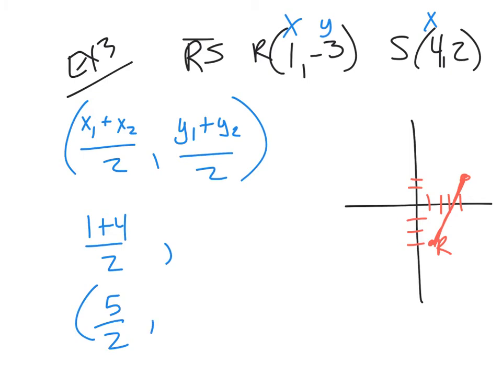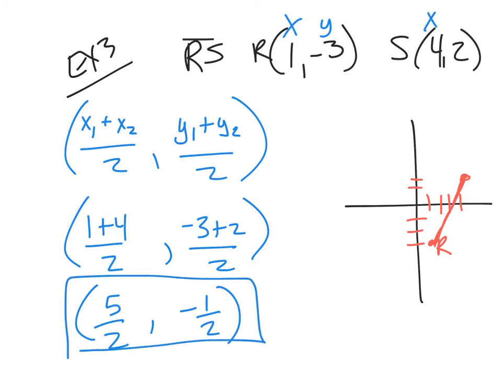So now what are your y's? Negative 3 plus 2, and then divide that by 2. Negative 3 plus 2 is negative 1. So just leave it as a fraction, negative 1/2. That is the one nice thing about midpoints in coordinate planes: you can leave it as fractions. In fact, I prefer fractions over decimals, just for you to know. So the midpoint of RS would be 5 over 2, comma, negative 1/2. And if I were to actually graph that, it's going to show up right in here.